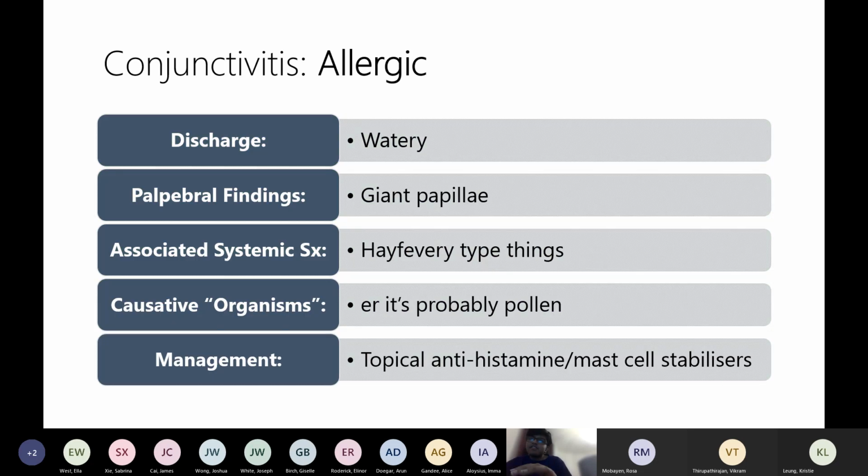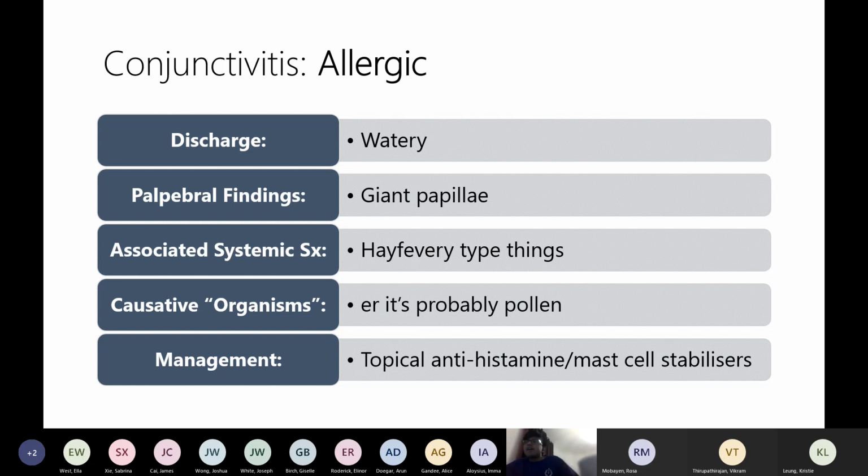Allergic, I'm just going to go through. But the important thing for allergic is they get these giant papillae. So it's like bacterial, but they're freaking massive papillae. I just said that everything except for bacterial is follicles. I lied. Sorry, I completely forgot about this one. They might have hay fever type symptoms. Pollen isn't an organism, but that's what causes it.